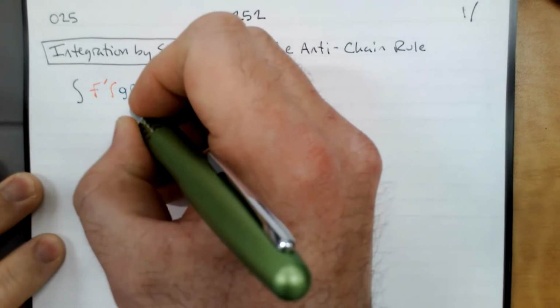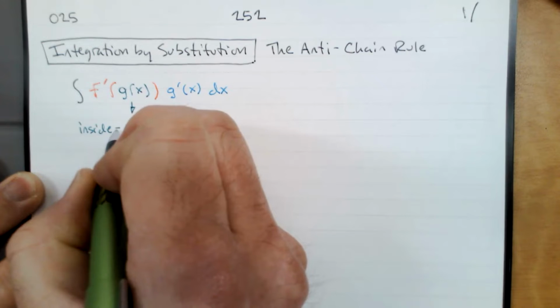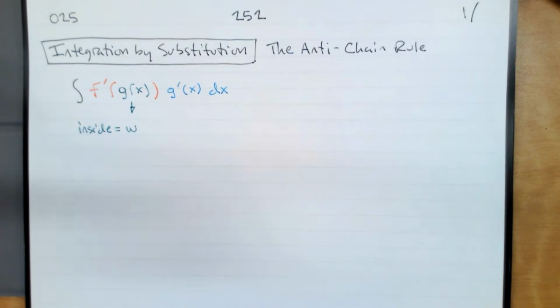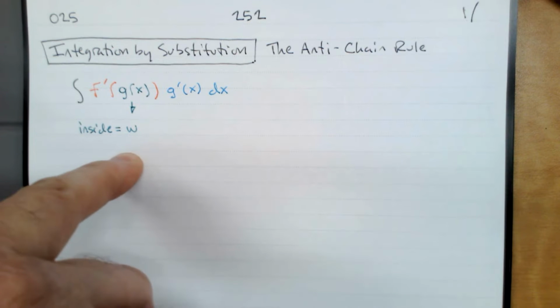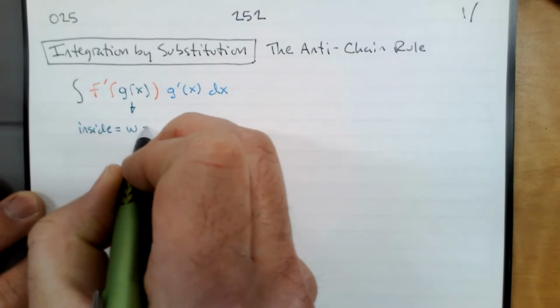Just like before, we're going to say our inside function, and we're going to give it a name. Most of the time on the internet, you see U substitution. And then those same people go around and use U in integration by parts. I find that really annoying. So I decided what's twice as good is to use W substitution. So we're going to name the inside W. And that's going to be g of x.